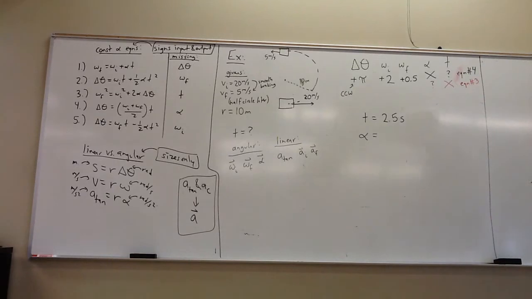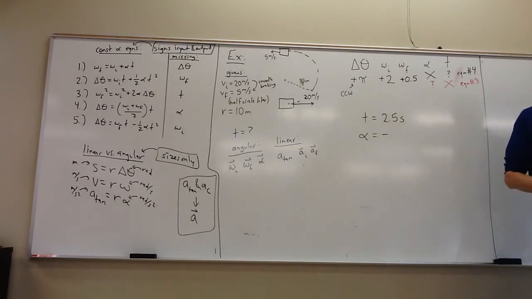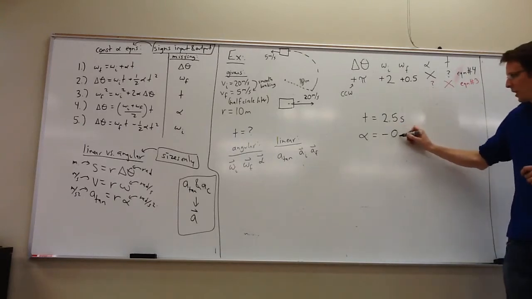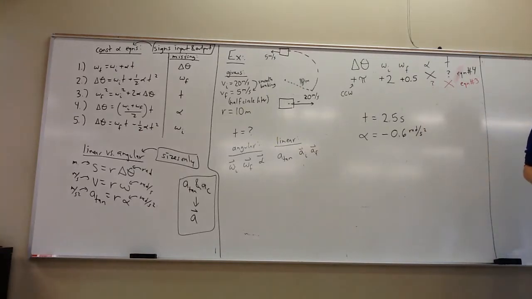That comes out to be, can anyone predict what the sign of that's going to be? Negative. Why is it negative? Because it slows the car down. That's right, the car is slowing down. So if the equation will actually tell you it's negative, it'll come out negative, 0.6 radians per second squared.